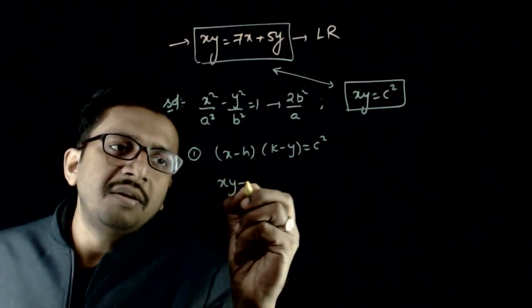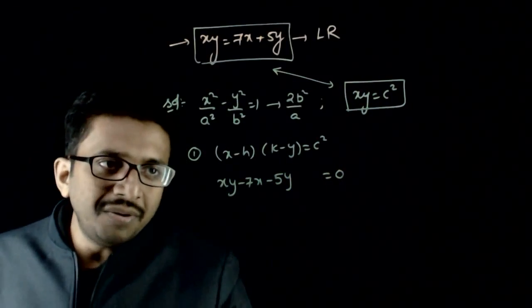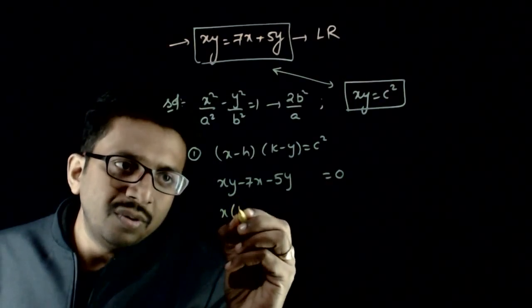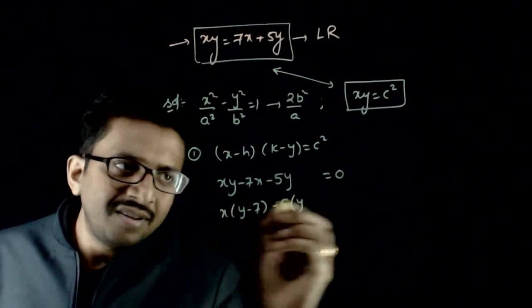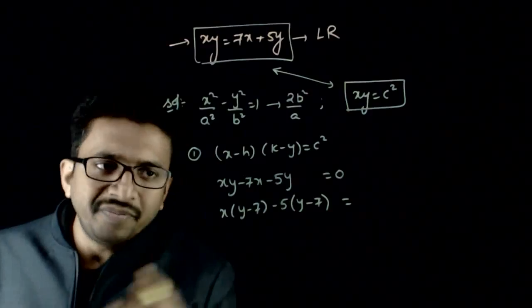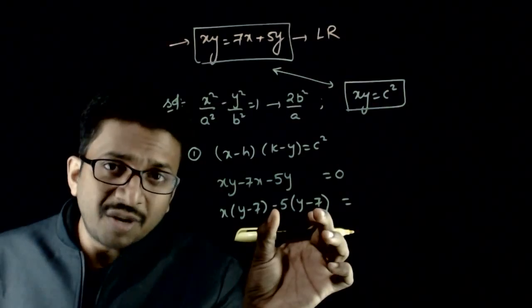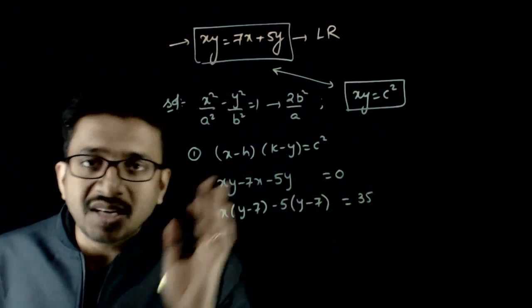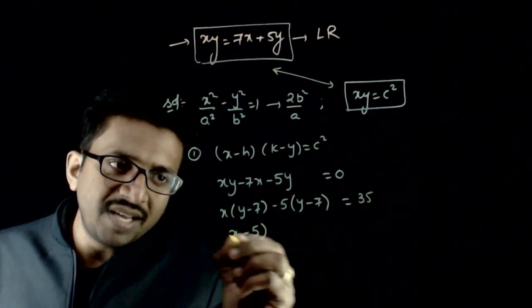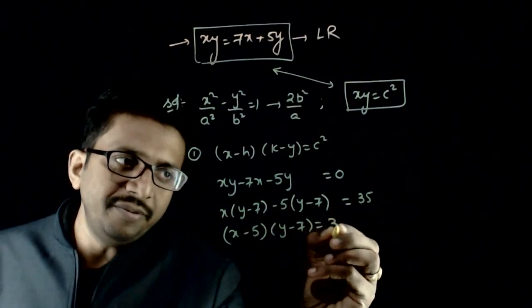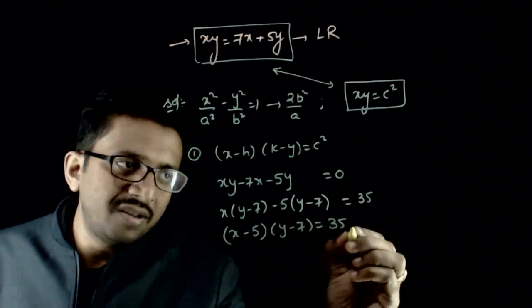So I have xy − 7x − 5y = 0. Here I have x(y − 7) − 5y, I'll write minus 5(y − 7)... so what I have written is xy − 7x − 5y. You have an extra plus 35, so I'll add 35 here. So this 35 and this 35 are getting cancelled. If I take y − 7 as common, I get (x − 5)(y − 7) = 35. So now this is of the form (x − h)(y − k) = c², where this is my c².